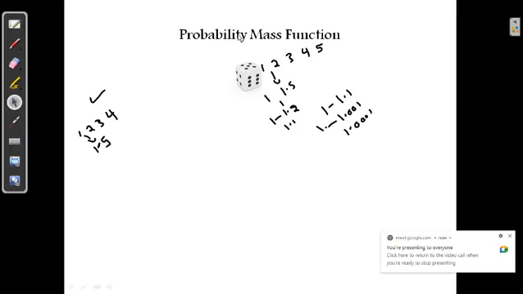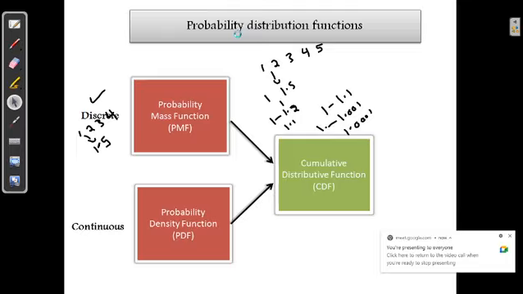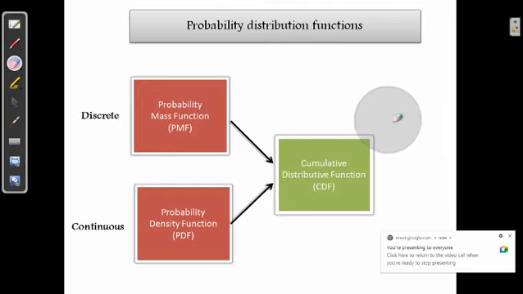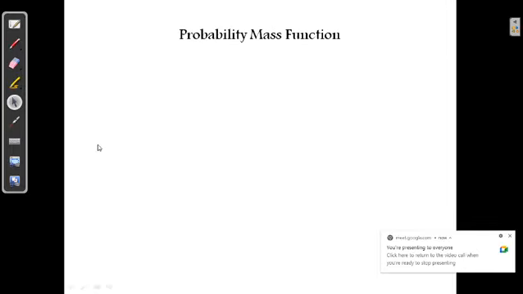Let us consider probability mass function first. What is a mass function? It should be discrete. Let us consider a die. What is the outcome of a die? It is 1, 2, 3, 4, 5 or 6. It is discrete in nature. If you are taking the probability function for that, it is called the probability mass function.